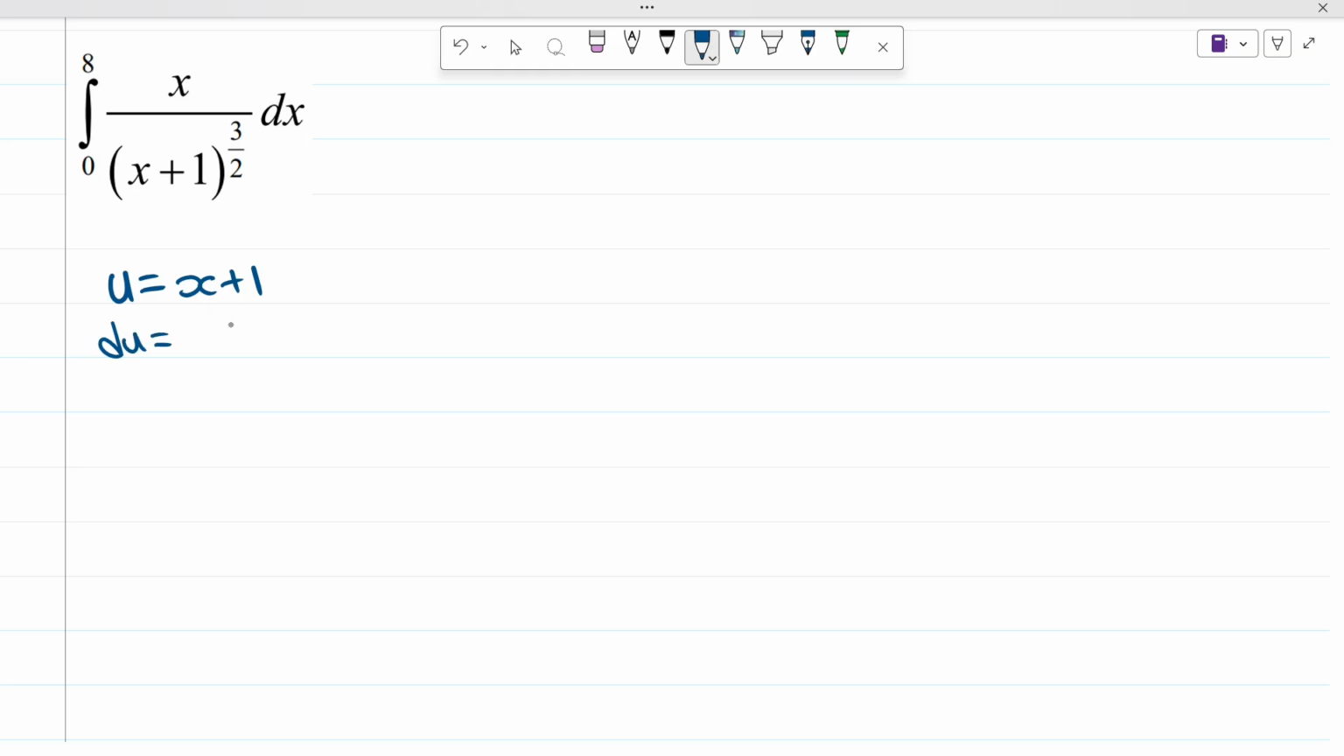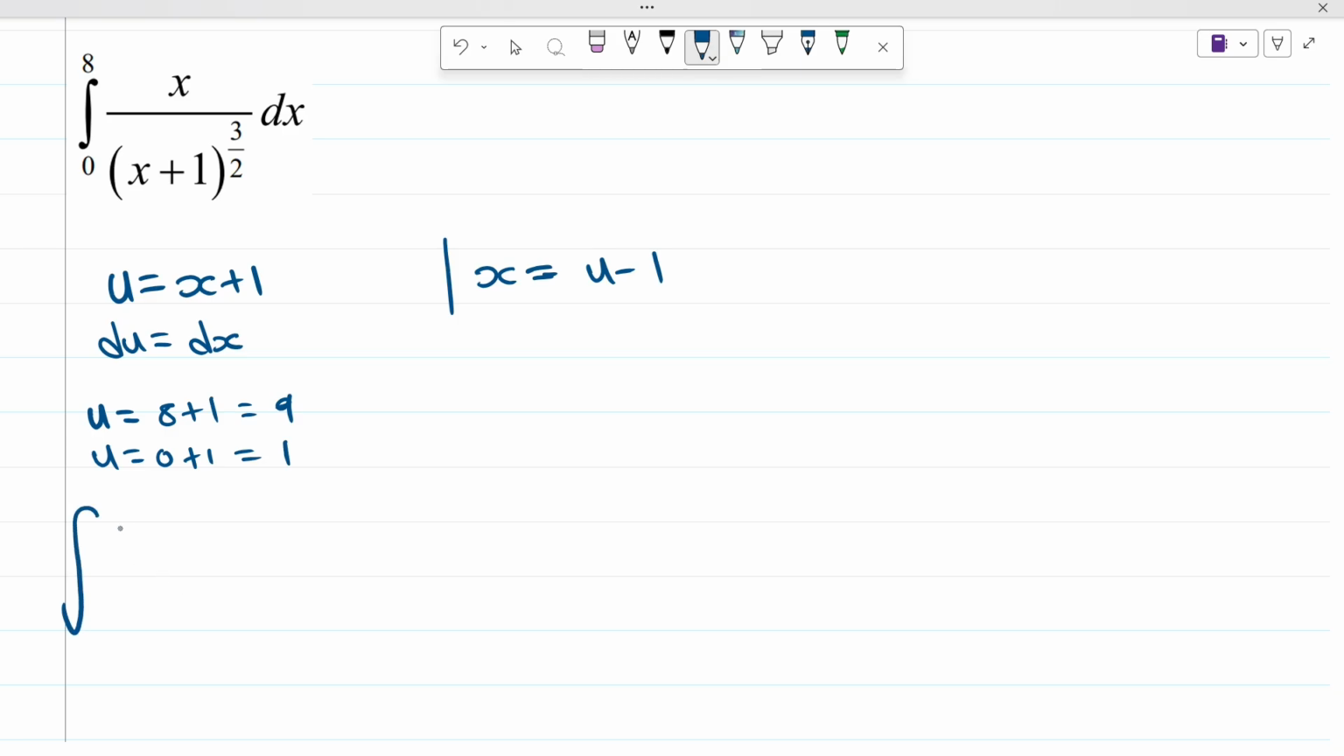With derivative with respect to x, we get that du is equivalent to dx. We make x the subject of the formula, so x is equivalent to u minus 1, just like that. And then from here, we are going to rewrite everything with respect to u. We can also do our limits. Our upper limit will be 8 plus 1, our lower limit will be 0 plus 1. This is 9. This is 1.